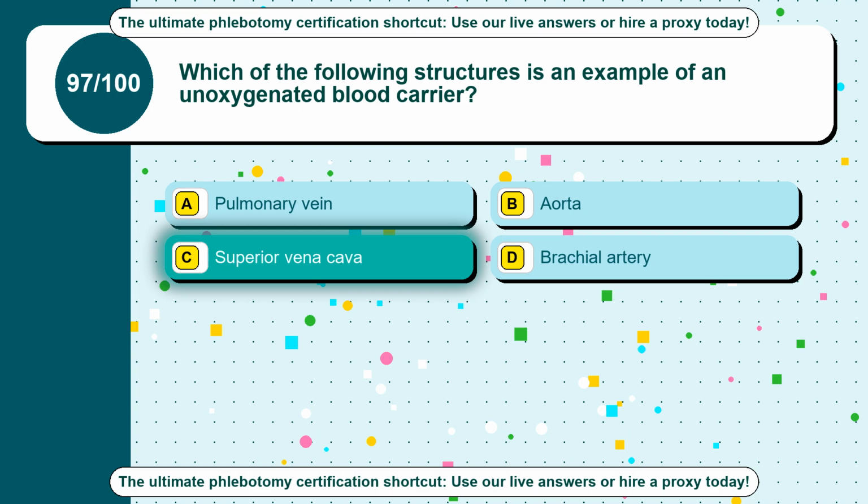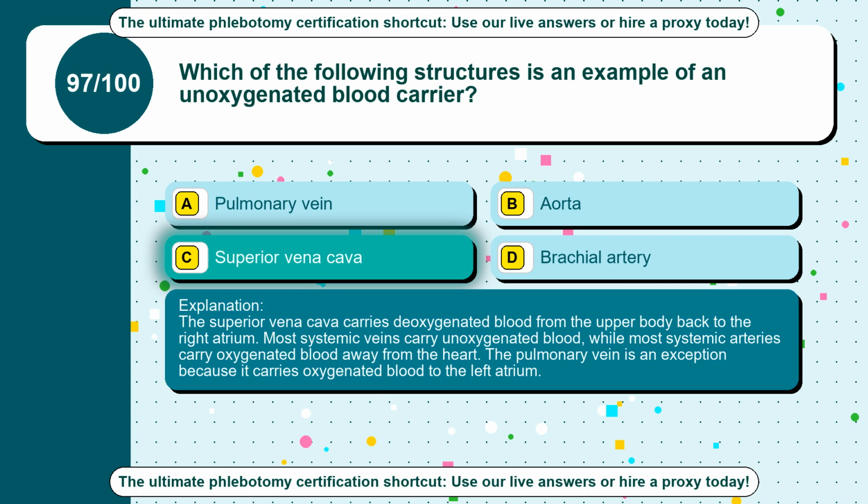Superior vena cava. The superior vena cava carries deoxygenated blood from the upper body back to the right atrium. Most systemic veins carry unoxygenated blood, while most systemic arteries carry oxygenated blood away from the heart. The pulmonary vein is an exception because it carries oxygenated blood to the left atrium.